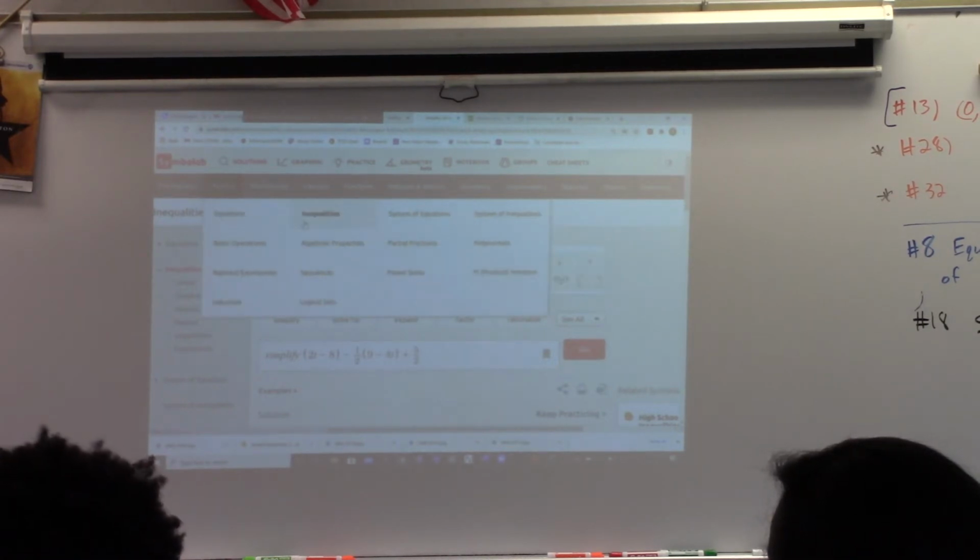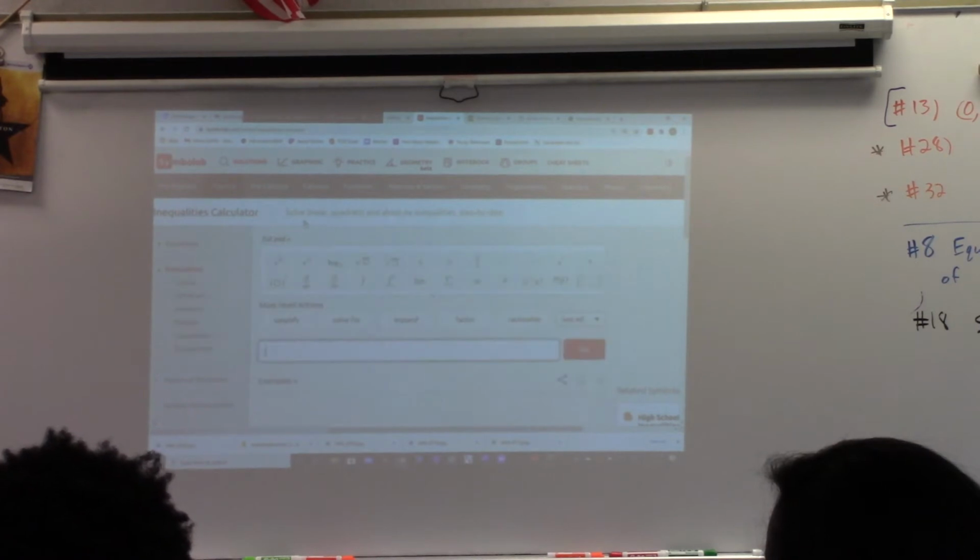Inequality. Okay. Now I will say you don't have to hit the inequalities, it doesn't make a huge difference. But I've clicked on inequalities. Now what do you think I'm going to type out in that white bar right there?